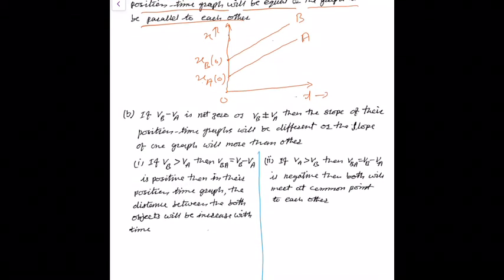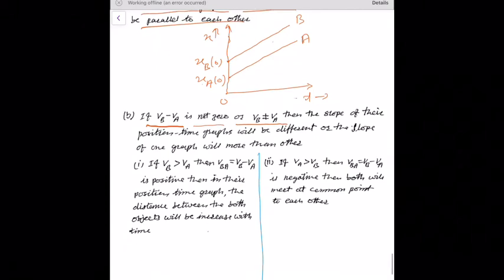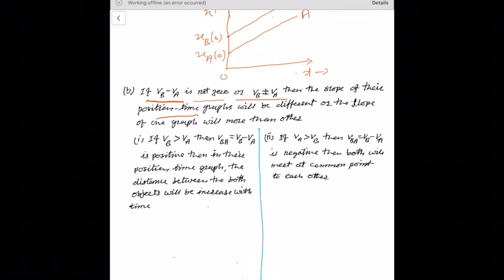Next, if VB minus VA is not 0, or VB is not equal to VA, then the slope of their position time graph will be different, or the slope of one graph will be more than the other.